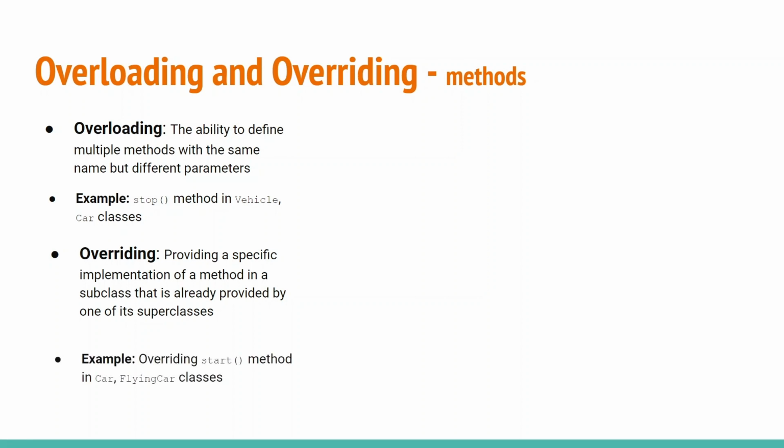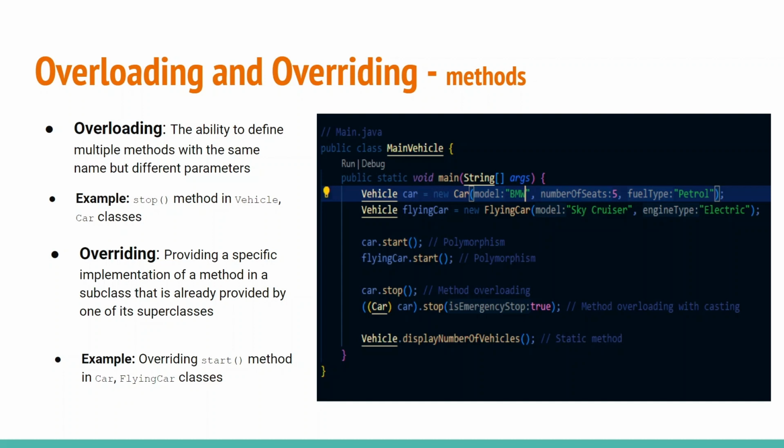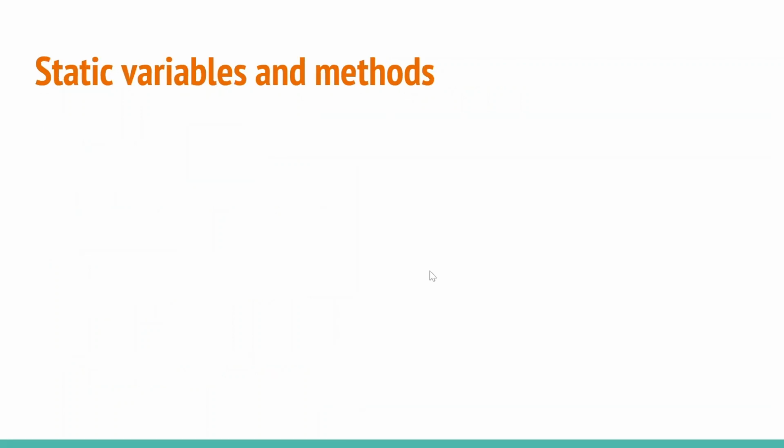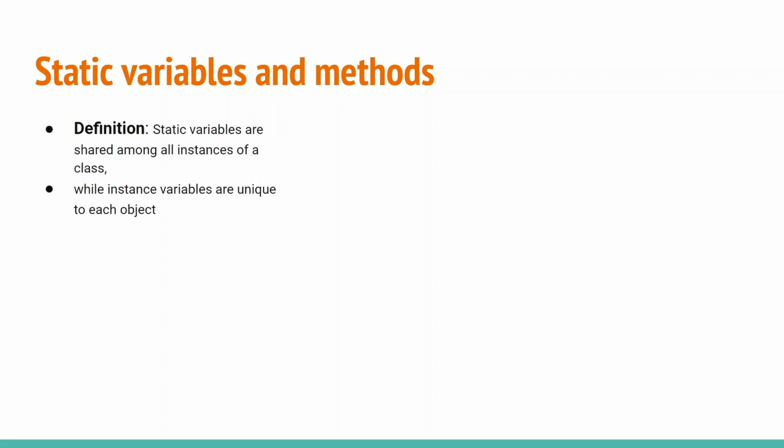So, an example of overriding: see, it's the same start method that we discussed. On the right hand side we can see here we created the objects and we are calling the methods on these objects. Let's take this last concept, static variables. Once we are done with this slide, we'll go to the code and we will run and execute the program and see that.